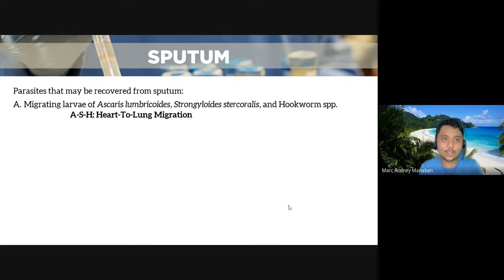So ASH, heart-to-lung migration, is a second mnemonic. Do not be confused with ASH and HATS. Your HATS are your soil-transmitted helminths, while your ASH is your heart-to-lung migration. Please take note. Again, ASH is heart-to-lung migration, and HATS is soil-transmitted helminths. Only these three exhibit heart-to-lung migration, so they can be recovered in your sputum.